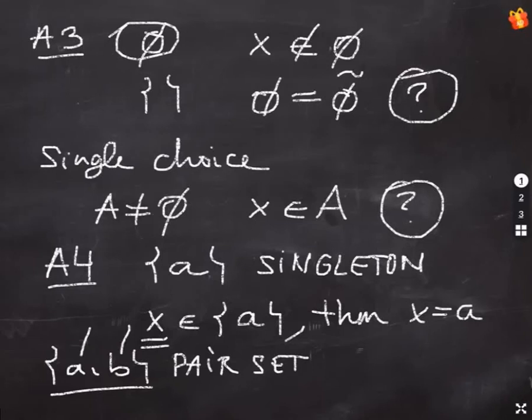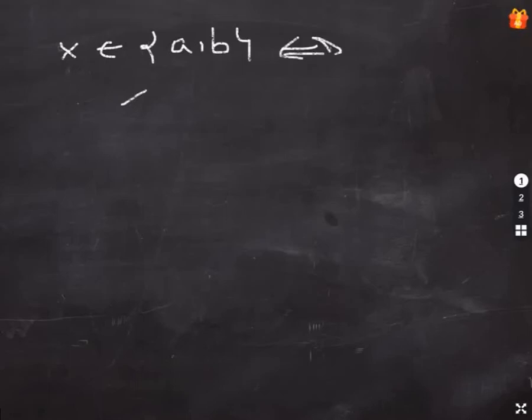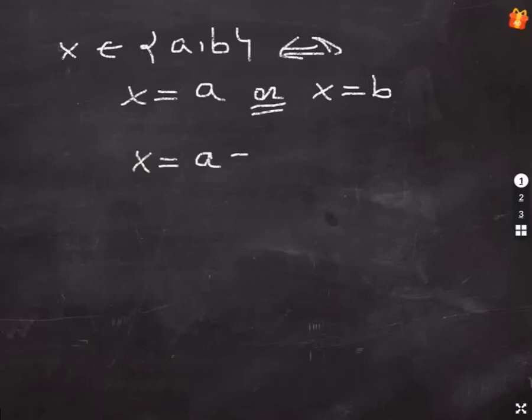Now, think of this. For any object X, X lies in the pair set of A and B if and only if X is A or X is B. Now, remember that implicitly we are saying here with that or, because it's inclusive, that there is also the possibility that X equals A and X equals B. So it could be that X equals A equals B.